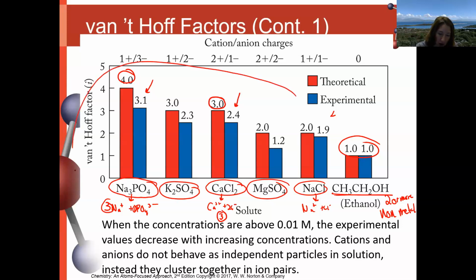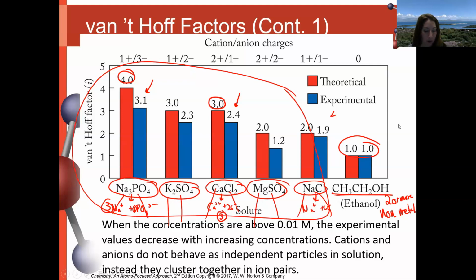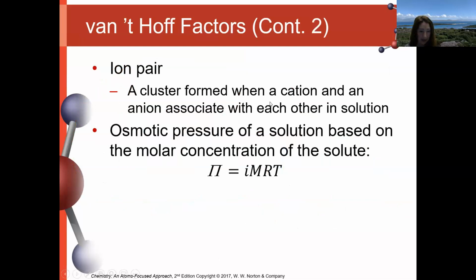These are all ionic compounds. Metal, polyatomic ion, metal, polyatomic ion, metal, nonmetal, metal, polyatomic ion, metal, nonmetal, right? So ionic compounds only come apart. Molecular compounds or covalent compounds do not come apart. Okay, so we can use this. This is our Van't Hoff factor. This i is the number of things it breaks apart into.